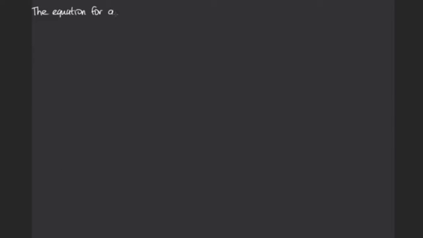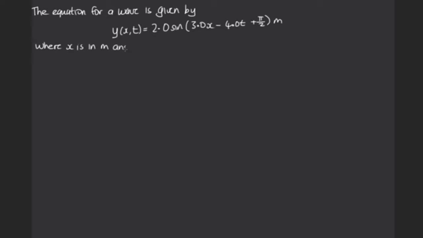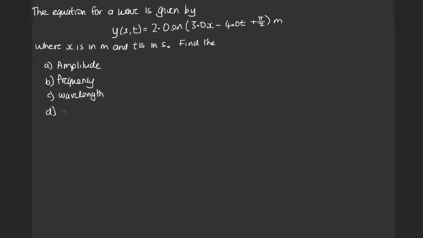So the question is, the equation for a wave is given by y(x,t) = 2 sin(3x − 4t + π/2) meters, where x is in meters and t is in seconds. Find A, the amplitude, B, the frequency, C, the wavelength, D, the speed, and E, the initial height at x = 1.0 meter.